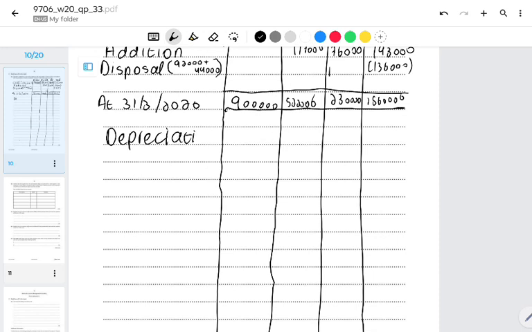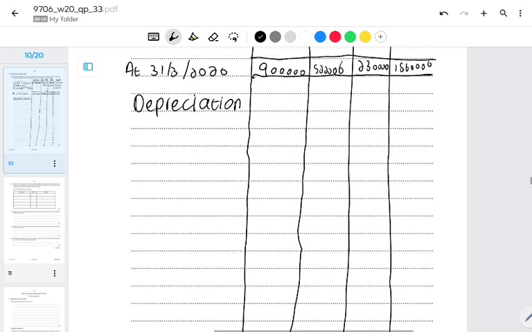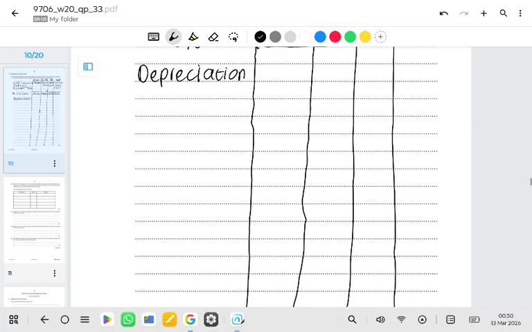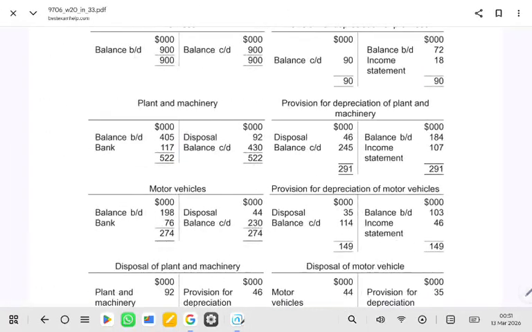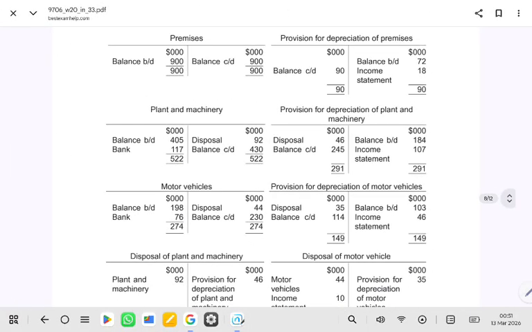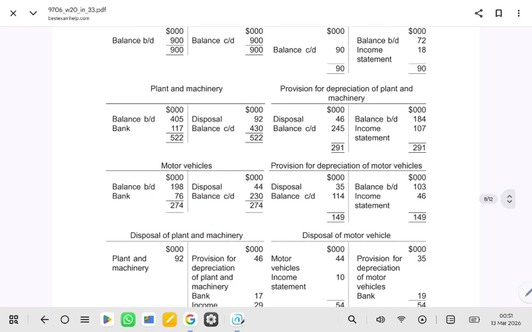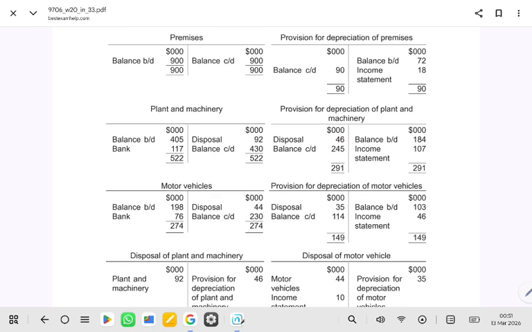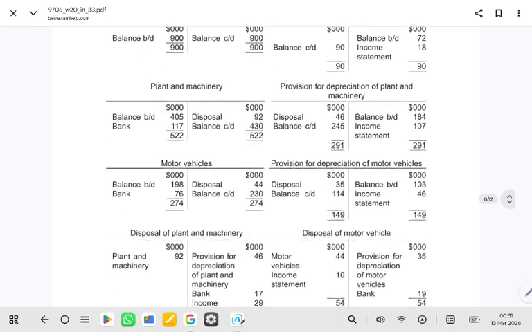Depreciation. Okay, so let's go and see the first opening values for each of the depreciation charged. Okay, so for provision for depreciation premises, we have 72,000. For plant and machinery, we have 184,000. I'm looking at the credit balances of each of the depreciation account, which will be recorded as the opening of it. And 103,000 for motor vehicles. So let's write it.